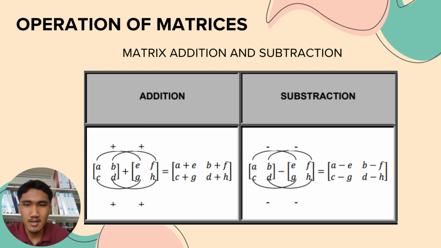Okay, after that, as we can see in the diagram, we label them A and B. Row 1, column 1 at A and row 1, column 1 at B equal A plus E. And row 1, column 2 at A and row 1, column 2 at B equal B plus F. And row 2, column 1 at A plus row 2, column 1 at B equal C plus G. After that, row 2, column 2 at A and row 2, column 2 at B equal D plus H. Okay, after that, we use the same method for subtraction, but we change the operation to minus.